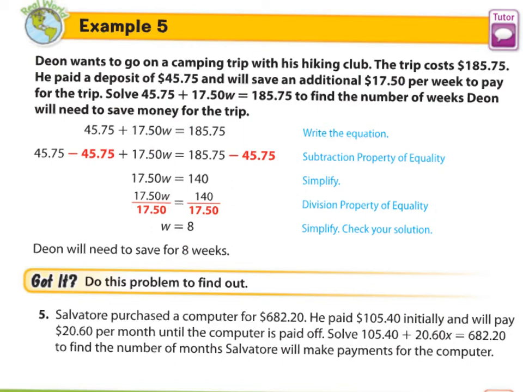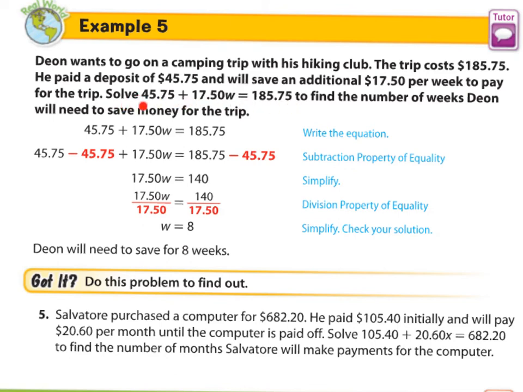And finally, example 5, our last example. We have a word problem. So we're putting these operations into context. Dion wants to go on a camping trip with his hiking club. The trip costs $185.75. He paid a deposit of $45.75 and will save an additional $17.50 per week to pay for the trip. Solve this.